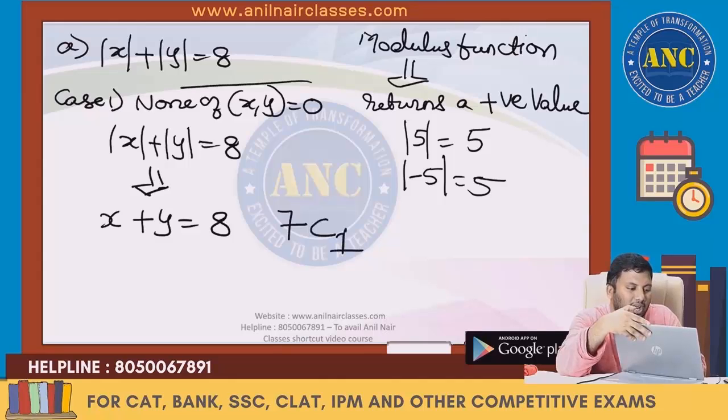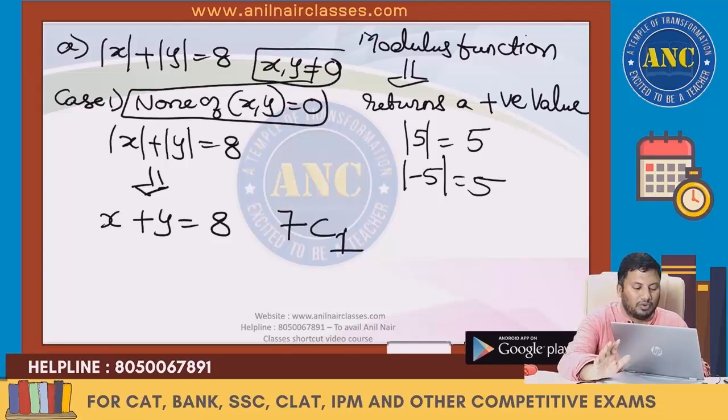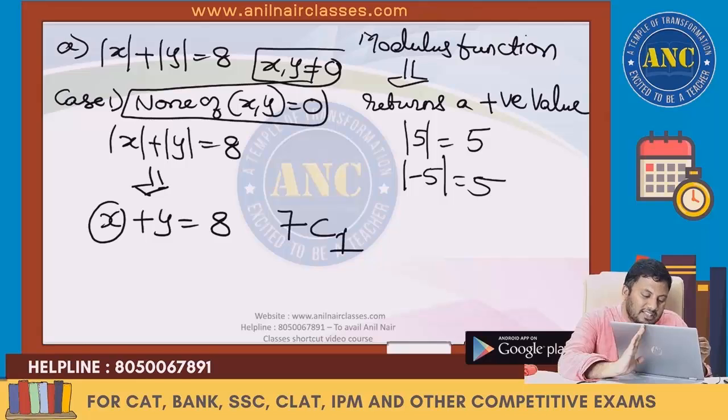7C1. None of x, y is 0. That means x, y will take values greater than or equal to 1. 7C1. From where did we get these x? Inside it can be plus x. Inside it can be minus x. Are you all with me?